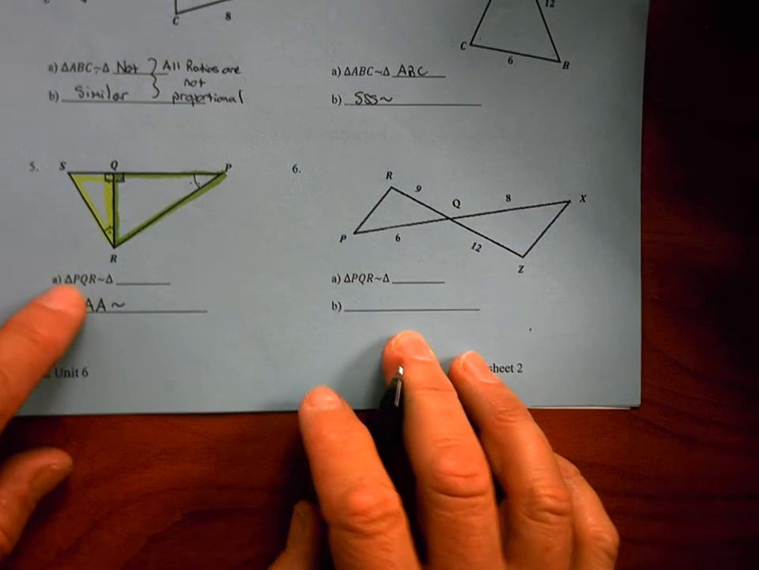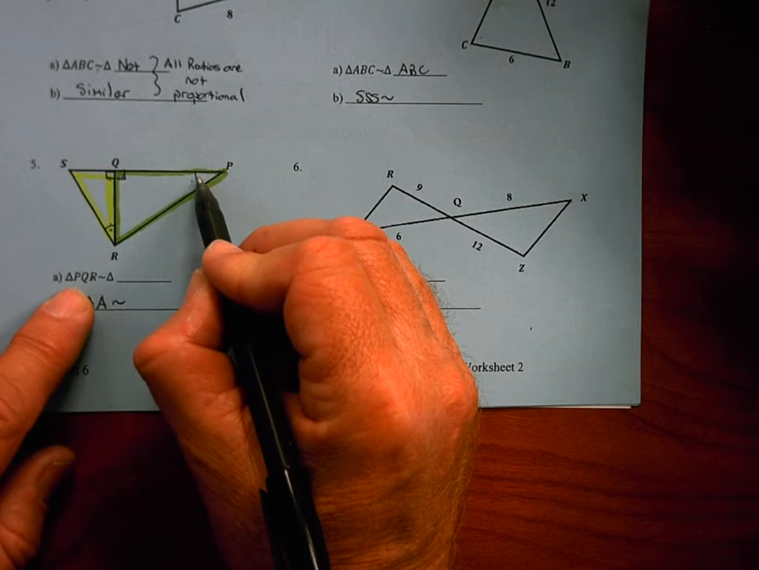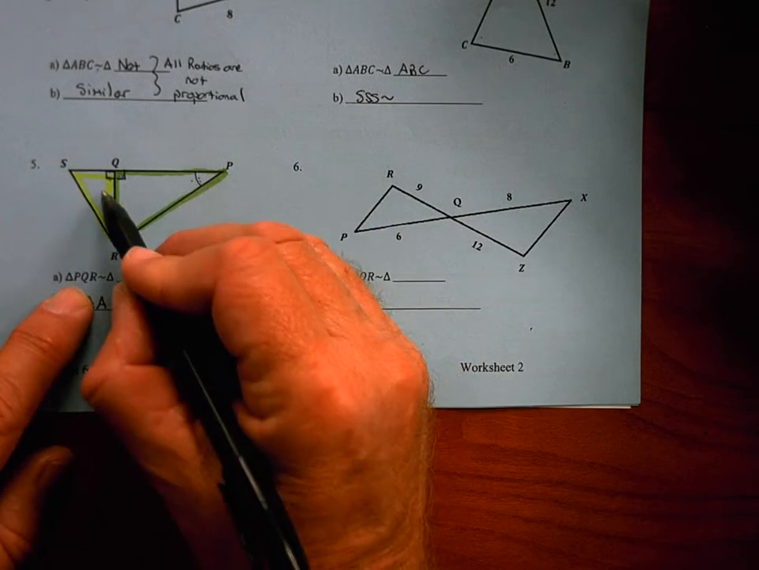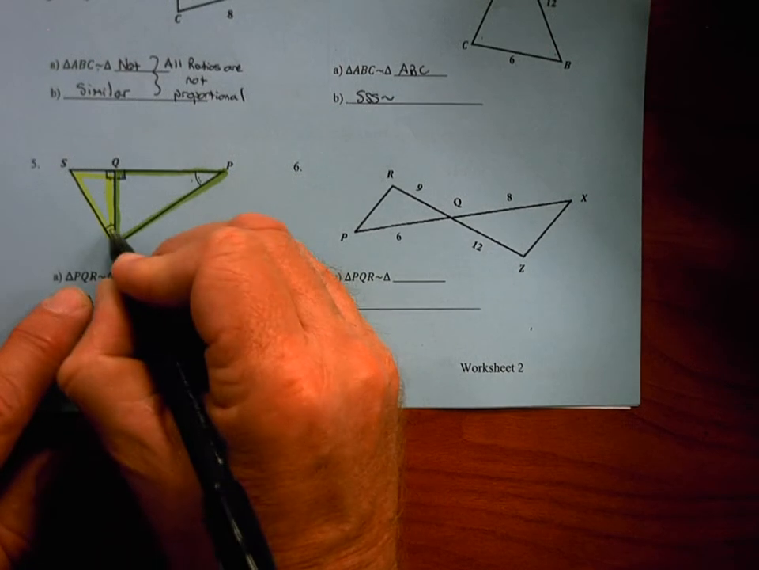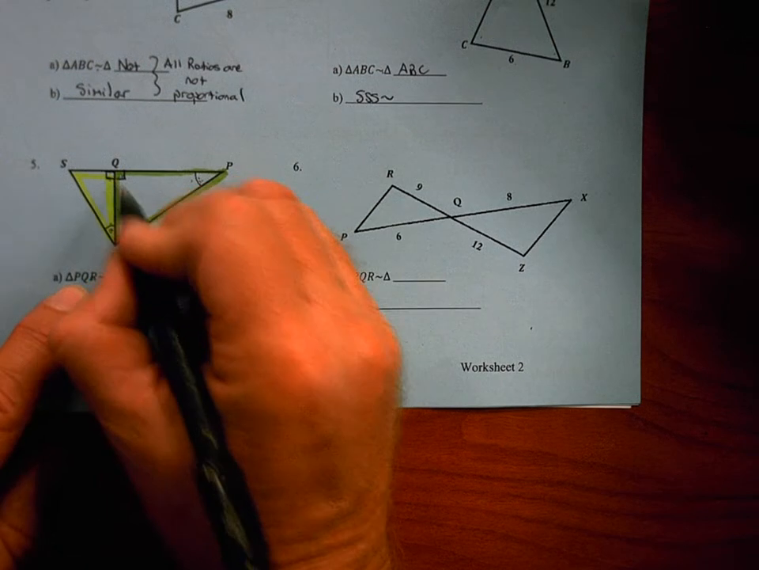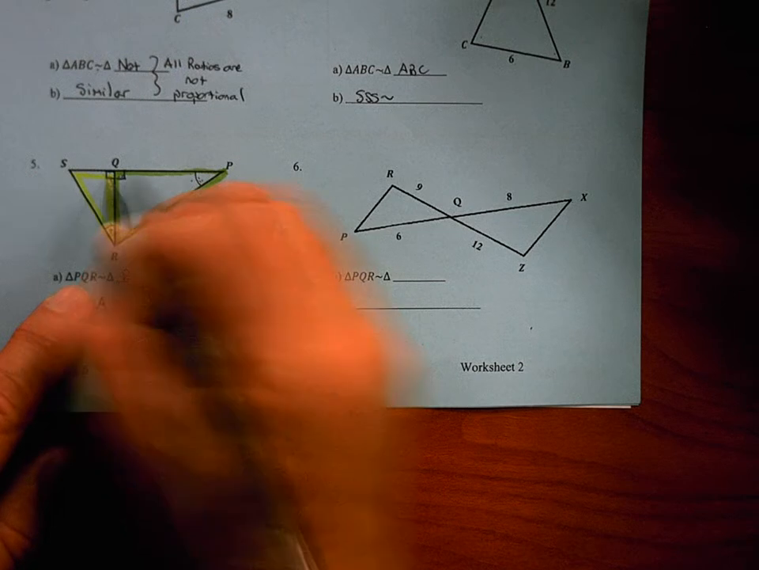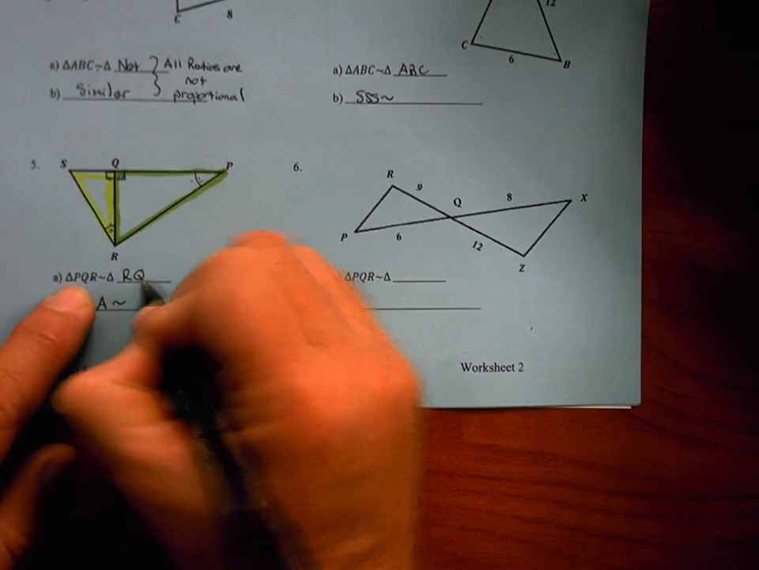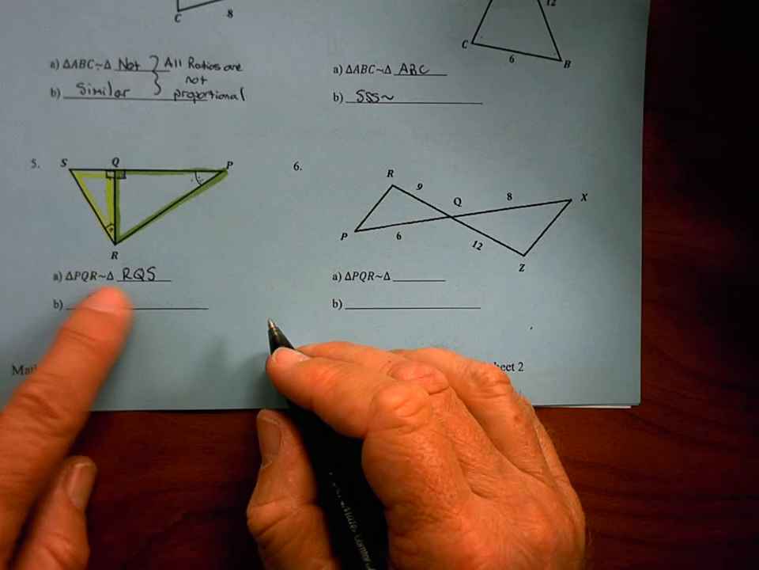Now we're going to complete the statement. So triangle PQR, there's P, the first letter, is going to match up with R in the yellow triangle. So R has to go first. I know that by the congruent marks. Q is the second letter in PQR, that's the 90. It's going to match up with Q in the other triangle. And then the other letter would be S. So triangle PQR is similar to triangle RQS.